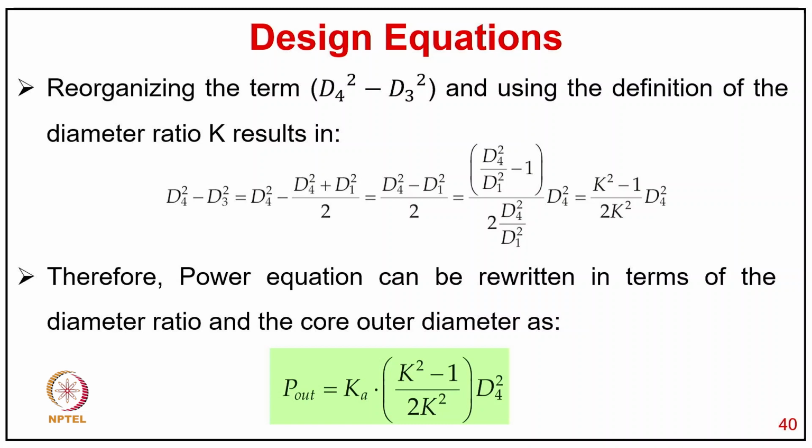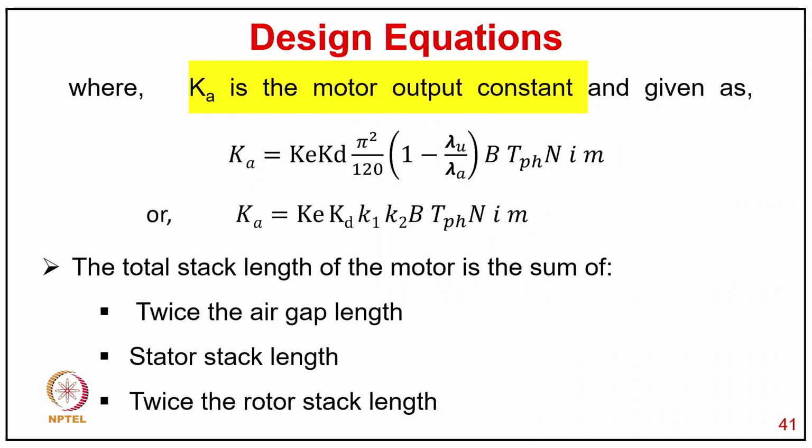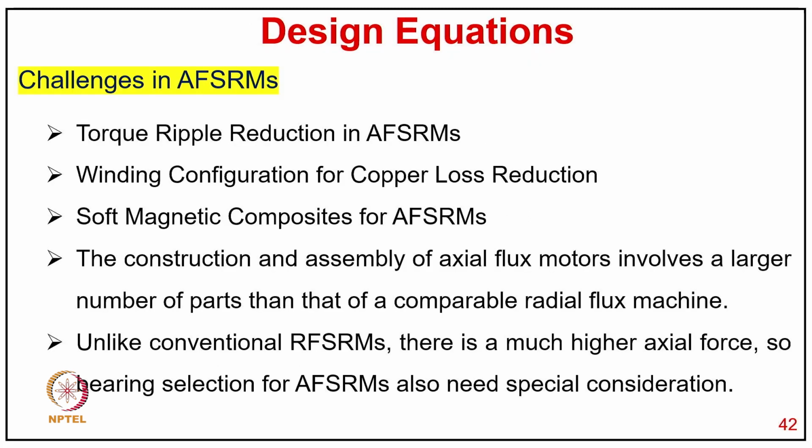Therefore, the power equation can be written in terms of the diameter ratio and the core outer diameter as Pout equal to K multiplied by (K² minus 1) divided by 2K² into D4². Here K is the motor output constant, given as K equal to Ke Kd π² by 120 into (1 minus λu upon λa) into βs Tph Im, which can be approximately Ke Kd K1 K2 β B Tph and Im. The total stack length of the motor is the sum of twice the air gap length, the stator stack length, and twice the rotor stack length.